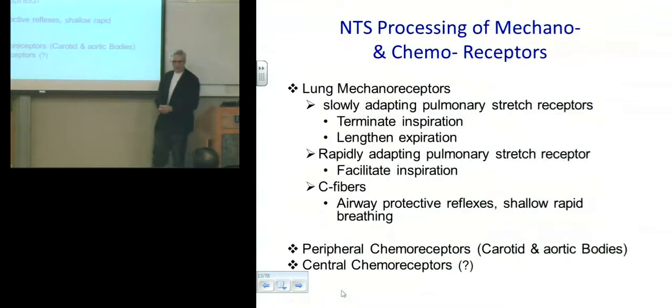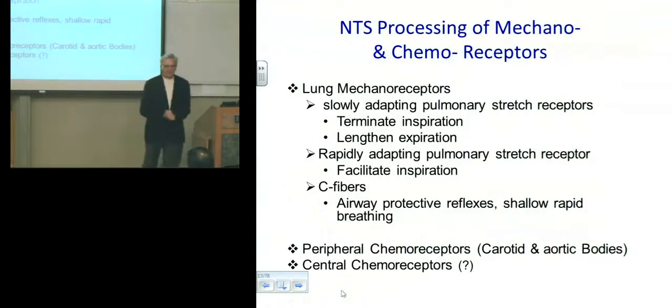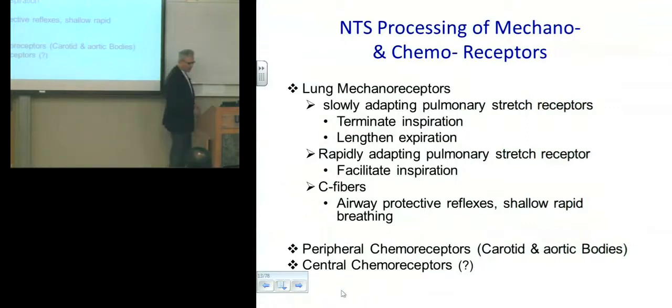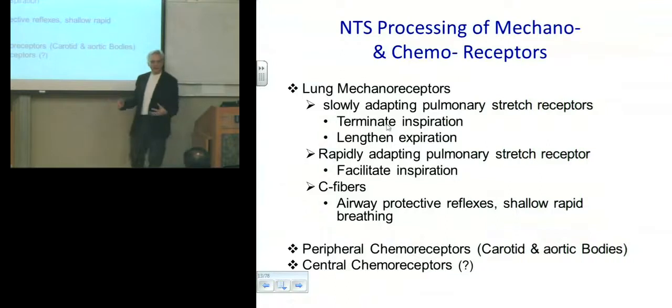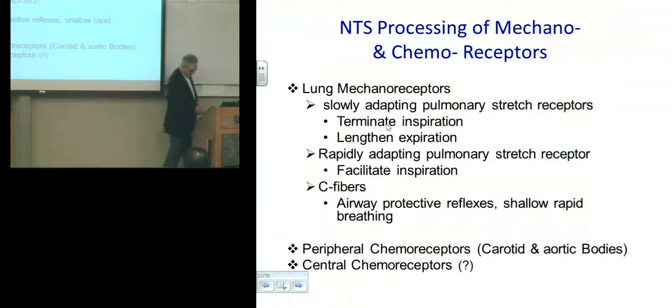And what I'd like to do is take an example of a particular reflex. And that's the reflex that's evoked by activating slowly adapting pulmonary stretch receptors. If you activate slowly adapting pulmonary stretch receptors, you get a couple of effects. You terminate an ongoing inspiration, and if you maintain that activation or lung inflation into expiration, you lengthen the period of expiration. So you get fundamental changes in respiratory rhythm. And so what are the pathways that subserve that response?